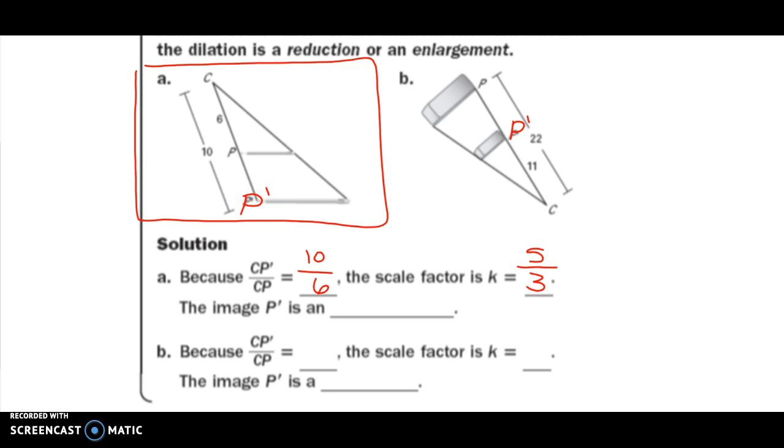Now, in this picture, did it get bigger or did it get smaller? So we start with P, C to P, right? And then we moved from C to P prime. So what did we do? We got bigger. We have a new word today. It's called an enlargement. So there's two types of dilations. The first one is called an enlargement, if you get bigger.